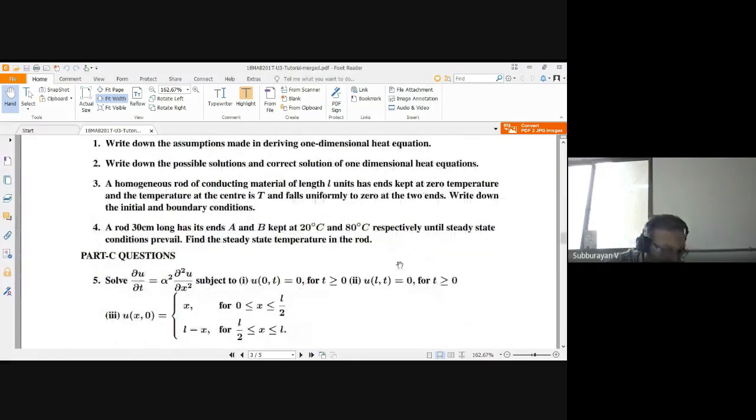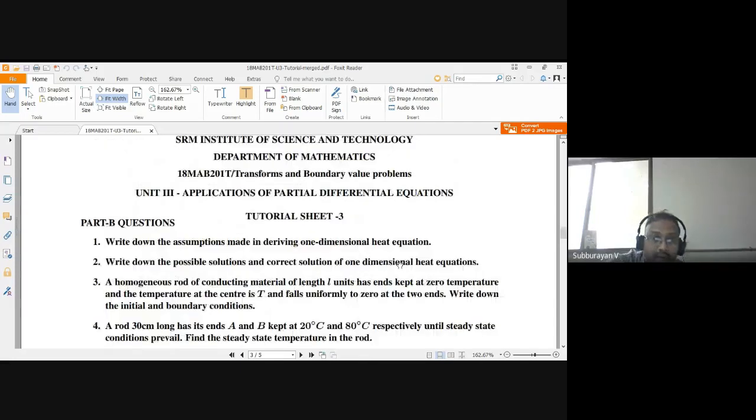This is tutorial number 3. See, there are some assumptions to derive the heat equation. The first one is the rod should be a homogeneous rod, and then there are some other assumptions given in the material.